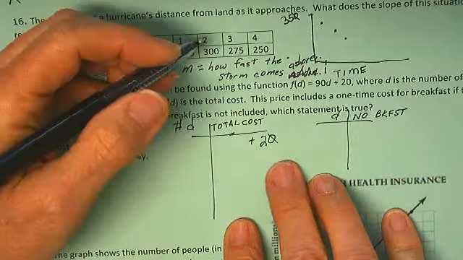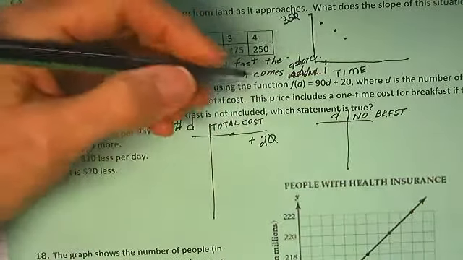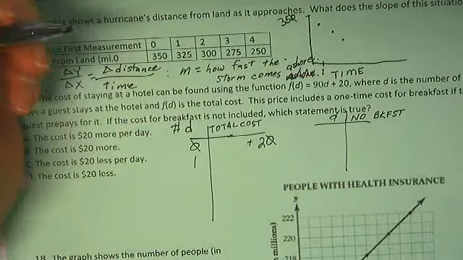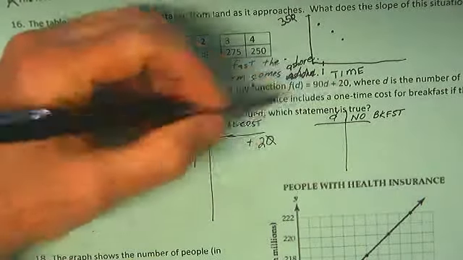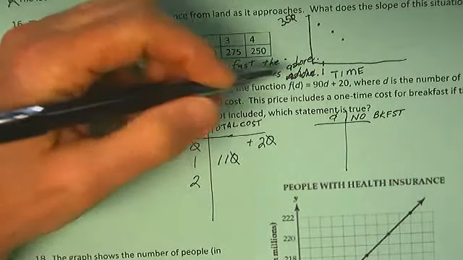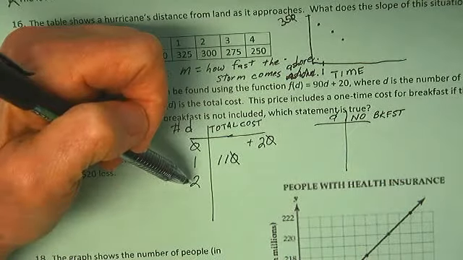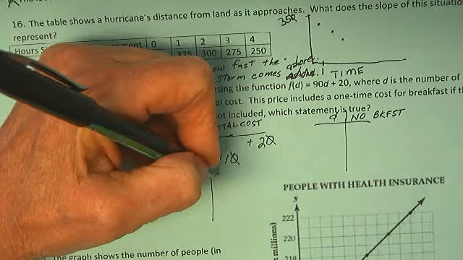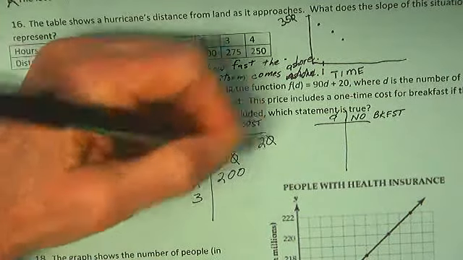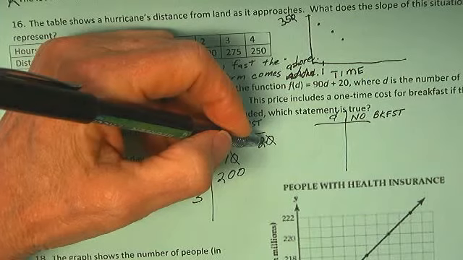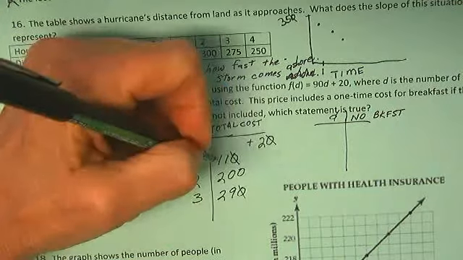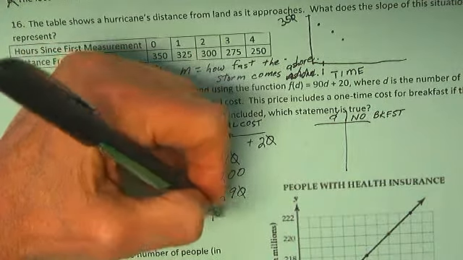So if I stay 0 days, my cost is $20. If I stay 1 day, my cost is $90 plus the 20, it's $110. 2 days, 90 times 2 is 180, plus 20 is 200. 3 times 90 is 270, plus 20 is $290. We are increasing at $90 every day.